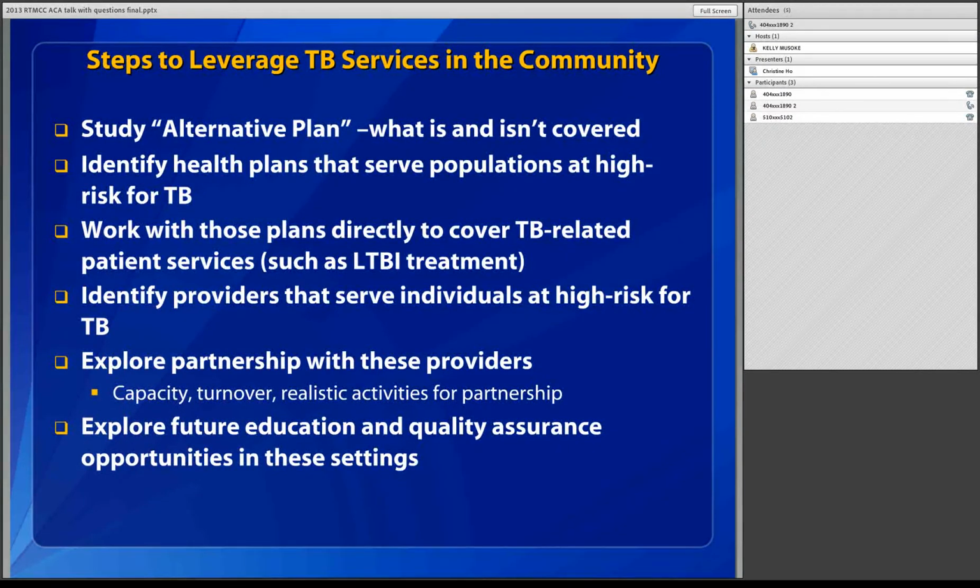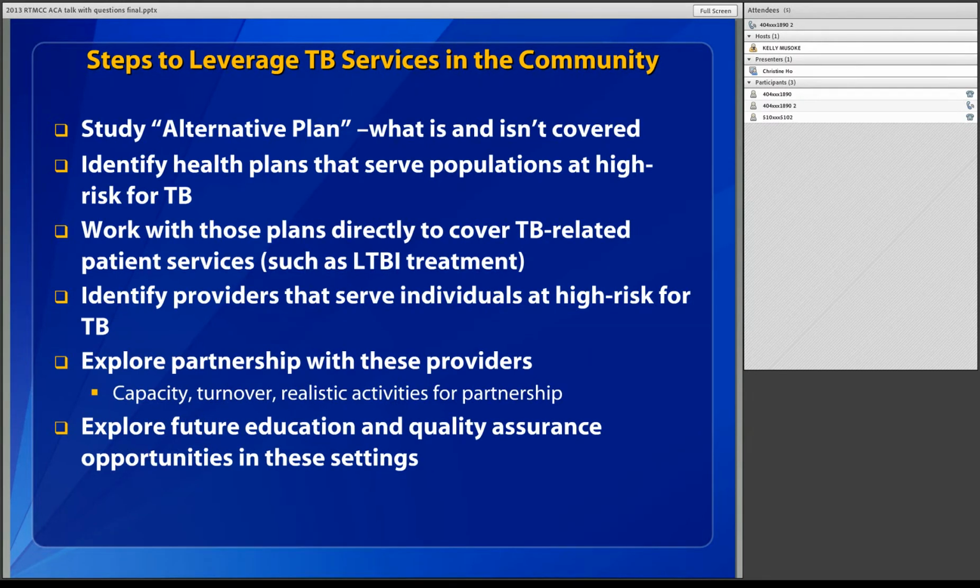What we in the world of TB and public health need to do to leverage TB services in the community, I have outlined a few steps. One is to study the benchmark plan or alternative plan in your state to see what is and what isn't covered. Two, to identify health plans that serve populations at high risk for TB and work with those plans directly to cover TB-related patient services such as LTBI treatment. And to identify providers that serve individuals at high risk for TB. You can explore partnerships with these providers and just keep in mind the capacity of those providers, looking at things like turnover and what is realistic. What is a realistic partnership with these providers?